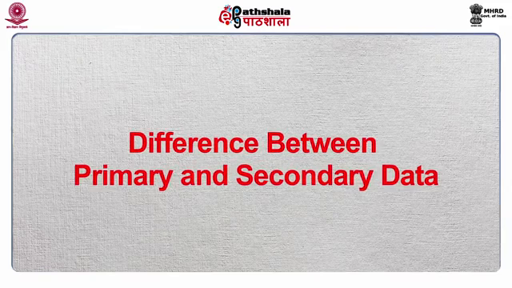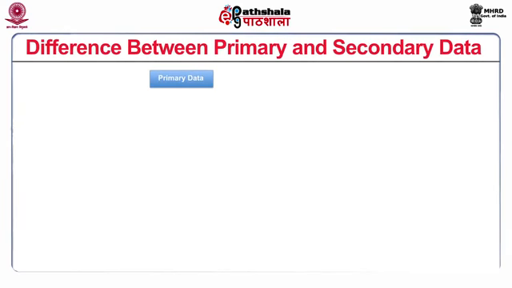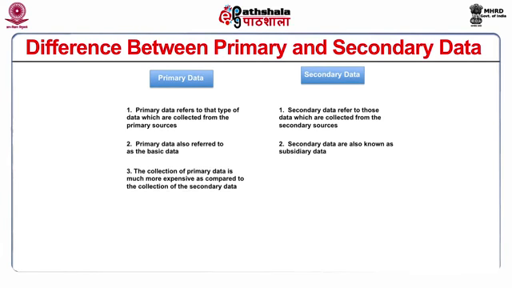Now friends, we come to the differences between primary and secondary data. It is important to understand the differences since we have done the primary and the secondary data in detail. Primary data refers to that type of data which are collected from the primary sources, whereas the secondary data refers to those data which are collected from the secondary sources. The primary data is also referred to as the basic data, and the secondary data is known as the subsidiary data.